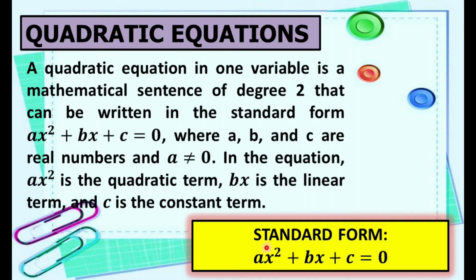Again, this is the standard form: ax squared plus bx plus c is equal to 0. Okay, let's proceed.